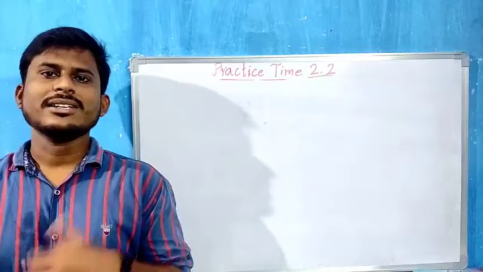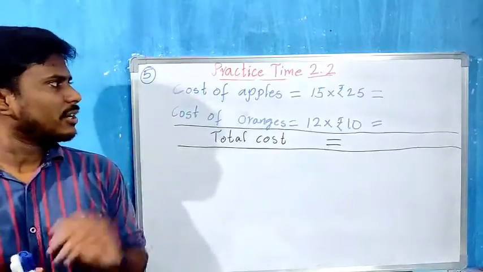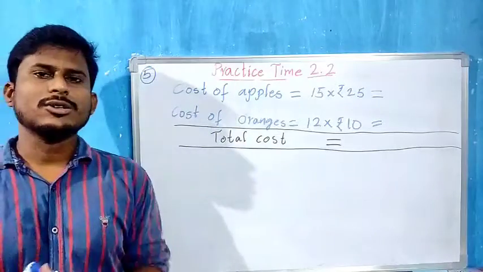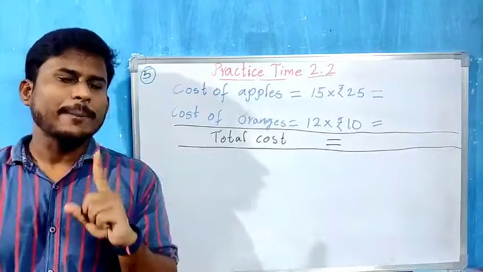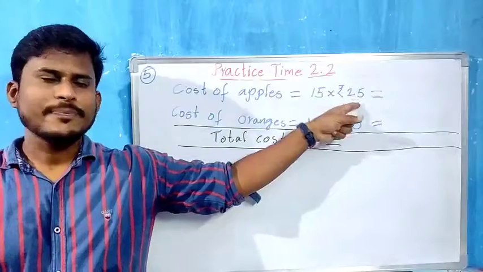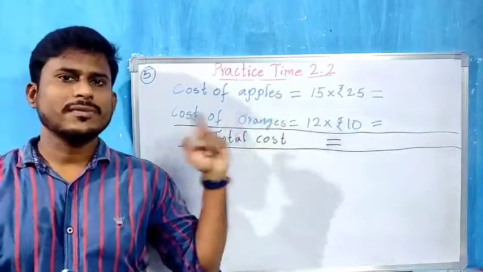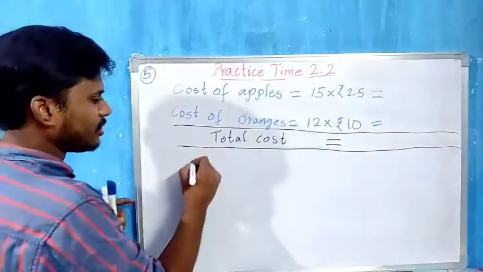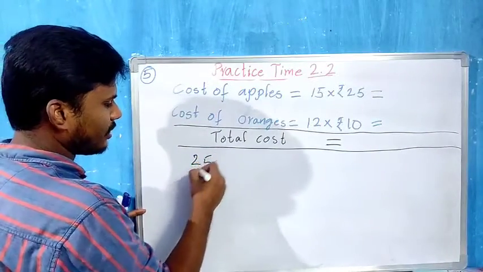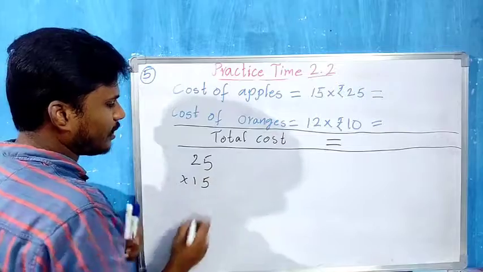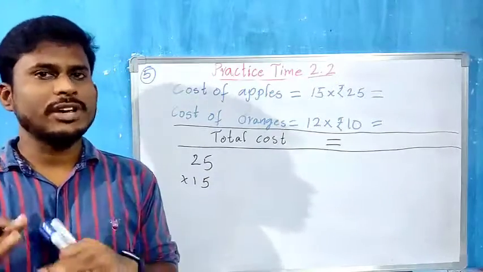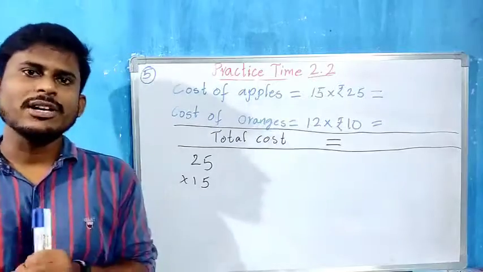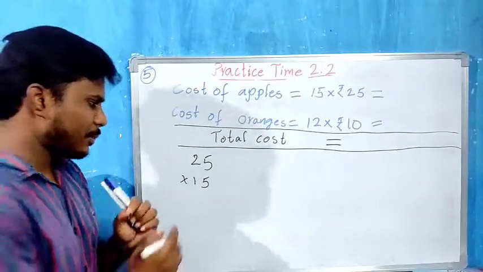Okay children, let us start doing the problem. I have arranged the cost of apples and cost of oranges in this way, children. When we want to find out the cost of apples, one apple costs 25 rupees, children. So 15 apples cost 15 into 25. When you do multiplication like this here, we will get the answer, children. See, 25 into 15 or else 15 into 25. You can try in both ways, children, because we have learned the commutative property. Even though you change the order, the answer doesn't change.